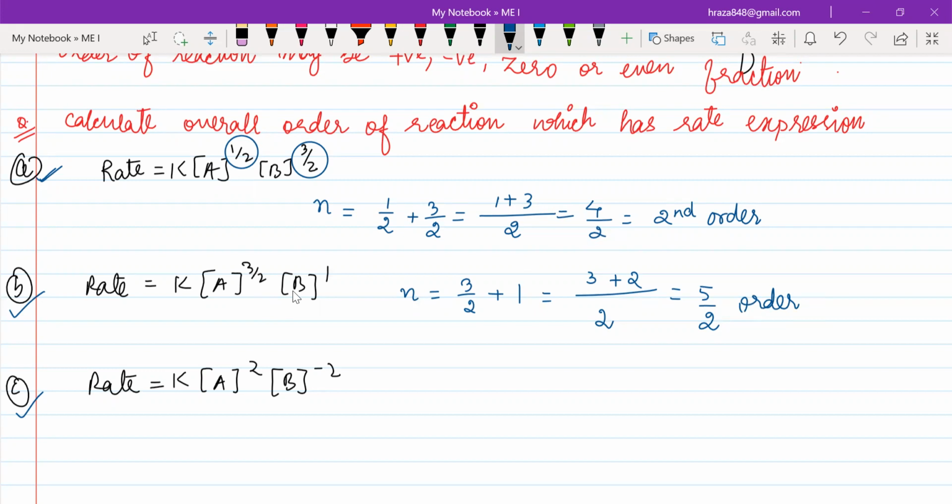What about C? Sir, I didn't understand how it is minus 2/2. You are going to add the powers. You can see that here it is plus 2 and here it is minus 2. You need to add the powers, so plus 2 and minus 2, that means it is 0. That means the last one is a zero order reaction.